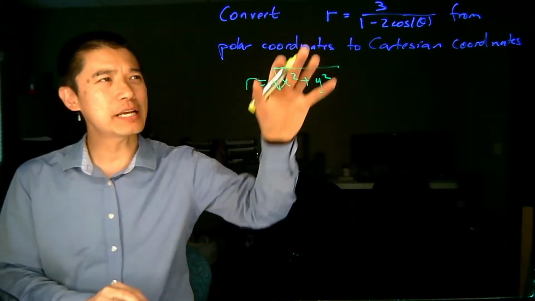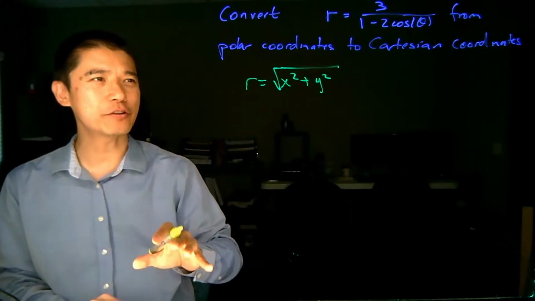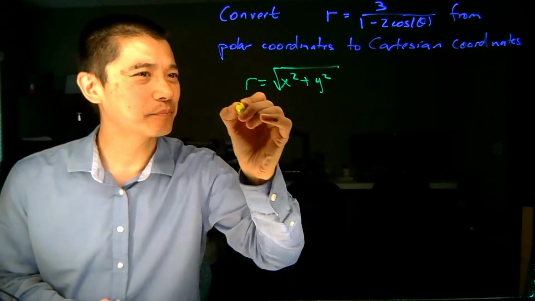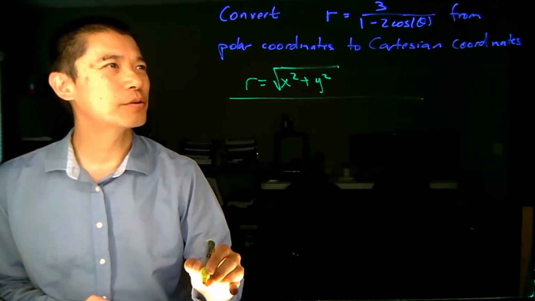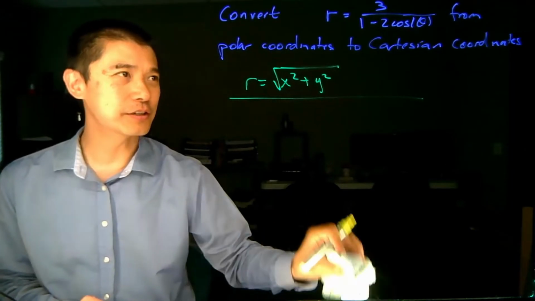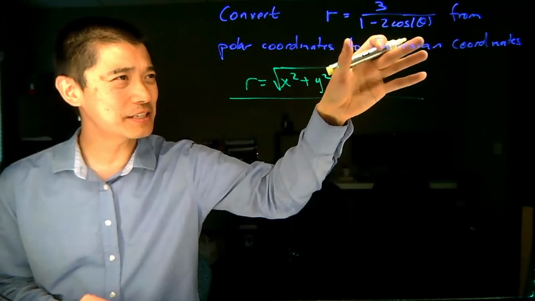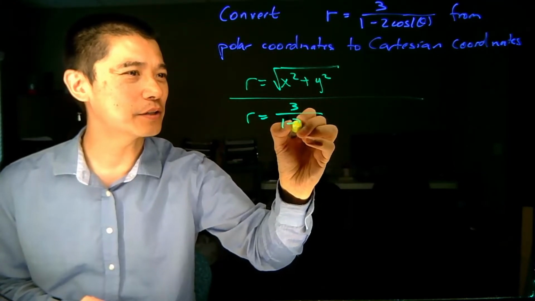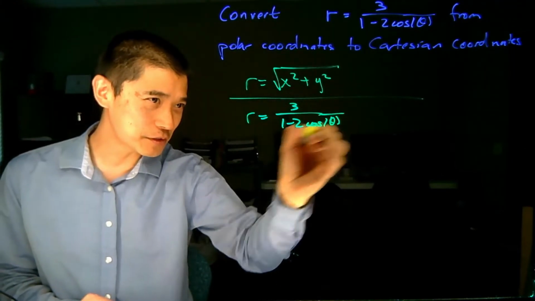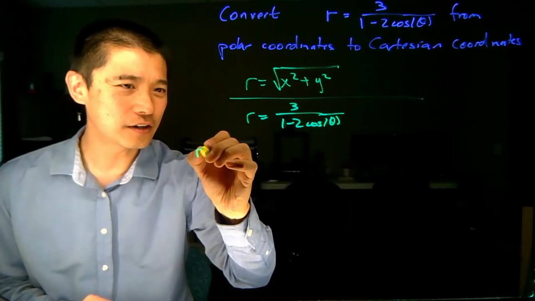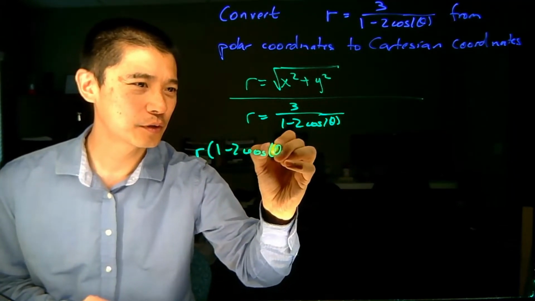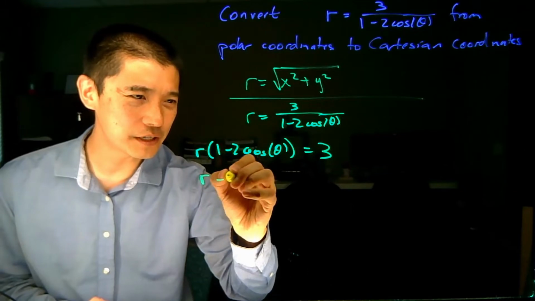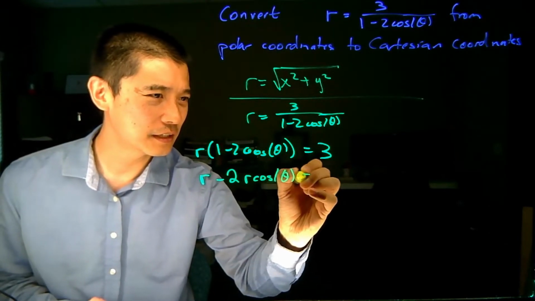Instead, it's easier to take this and try to simplify the parts that we can first before substituting in the more complicated substitutions. So let's take a look. r equals 3 over 1 minus 2 cosine theta. Well, the first thing that we might see is that it would help to clear the denominator. So we start with r equals 3 over 1 minus 2 cosine of theta, and we multiply both sides by the 1 minus 2 cosine theta to get r times 1 minus 2 cosine theta is equal to 3. And now when we distribute, we get r minus 2r cosine theta is equal to 3.